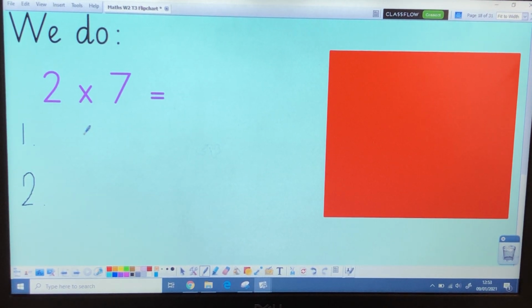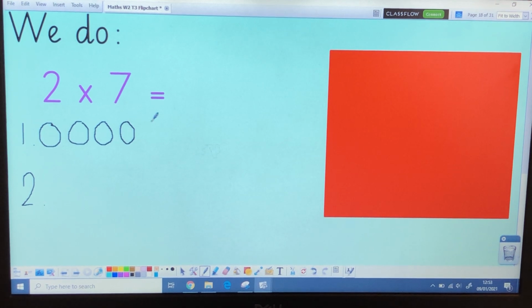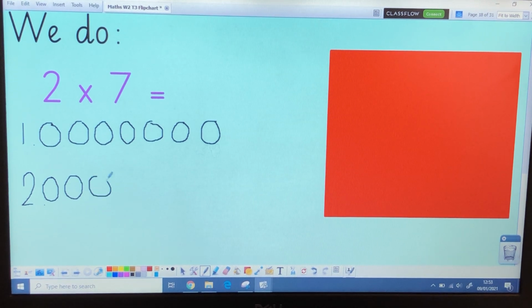And how many do we need in each group? Have a look at the sum. What's our second number? That's right, we need 7 in each group. So we're going to draw 7 circles in each of our groups now. 3, 4, 5, 6, 7. And remember, we need to do the same for the bottom group. So we've got 1, 2, 3, 4, 5, 6, and 7.